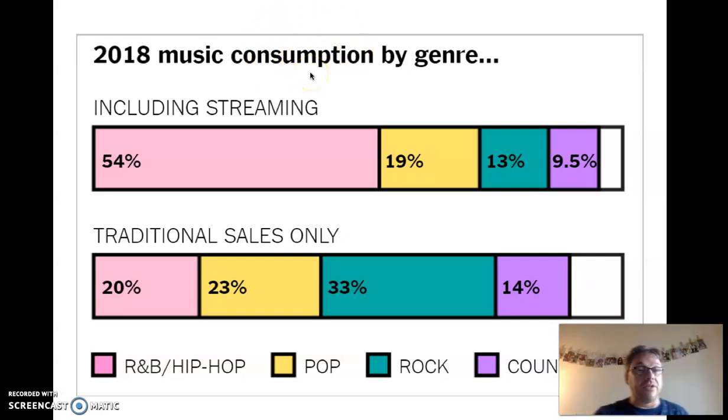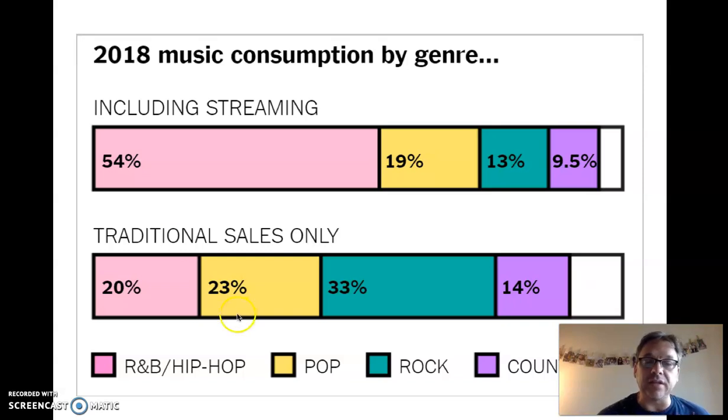Consumption here means what you take in, what you purchase, what you listen to, right? So streaming, for those of you that know, right, are things like Spotify and Apple Music. Traditional sales then would be going to the store and buying a CD. So what is this chart telling us?